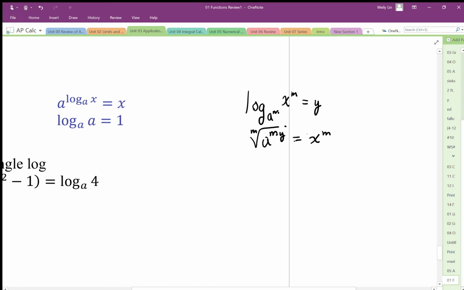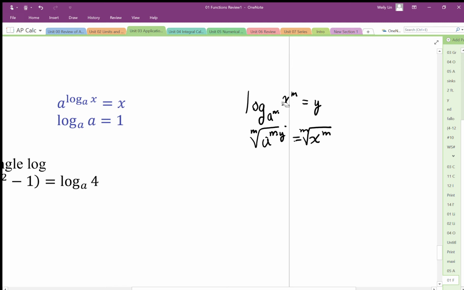We can take the m-th root on both sides to actually get rid of that m. Okay, because the power on the base here and the power on the argument here are actually related to each other through this equation like this.